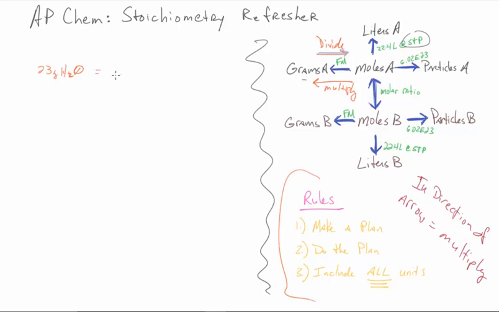All right. So we want to know molecules of water. Well, remember, molecules is actually a type of particle. And so in this particular place, I would go from grams A to moles A to particles A. And so my plan here would be, again, I'm just following across here. I'm going to divide by the formula mass and then multiply by Avogadro's number, which is 6.02 times 10 to the 23rd. So make a plan, do the plan, include all of the units.